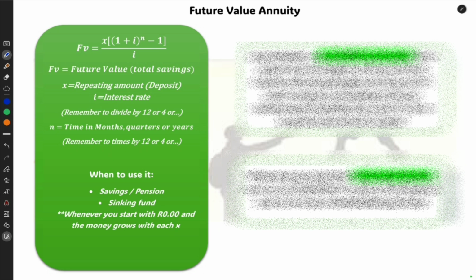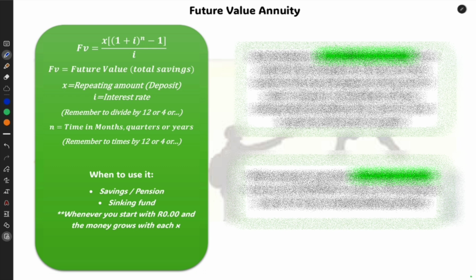So the first one we're going to look at is the future value formula. There it is in the top left. It looks quite big and intimidating, but remember, you get this on your formula sheet. So just know how to use it. You don't need to memorize it, but if you do, it's always a bonus. The FV stands for the future value, and that is the total amount. With this formula, I'm always working with savings or any investment where the money is growing. And FV stands for the total amount after the time has elapsed.